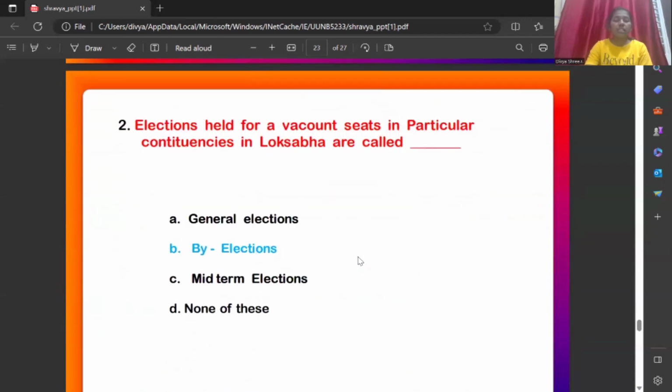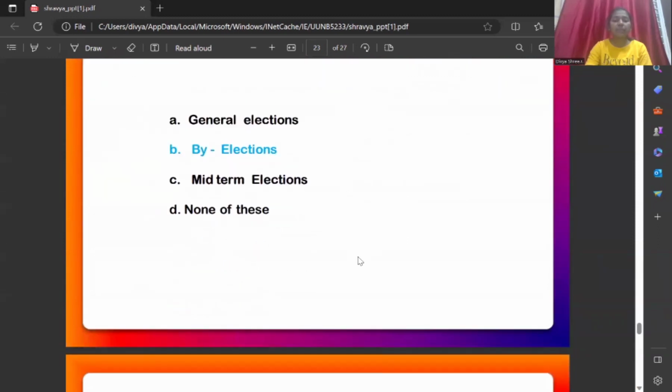And the second question is, elections held for vacant seats in particular constituencies in Lok Sabha are called, the options are: option A is general elections, option B is by-elections, option C is midterm elections, option D is none of these. The correct answer is option B, that is by-elections.